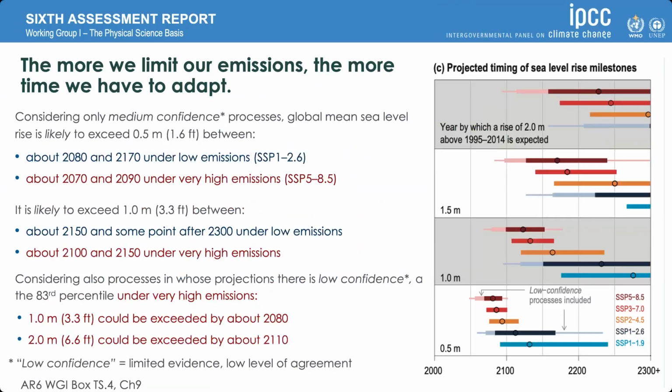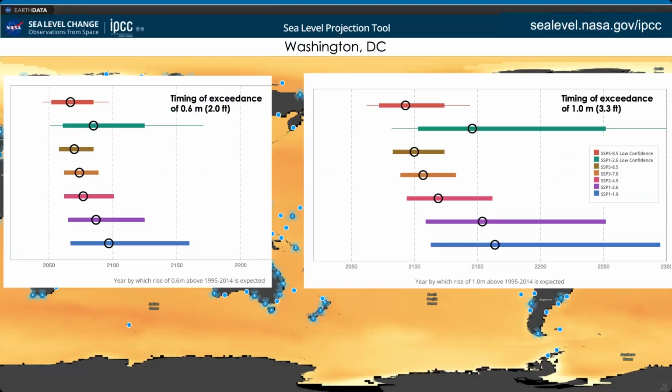And when we also consider projections from processes in which there's low confidence, we see these numbers creep up even higher. At the 83rd percentile under very high emissions, we could be looking at 1 meter being exceeded by about 2080 and about 2 meters being exceeded by about 2110. And you can go into the tool and pull up these same plots for any location on the map.